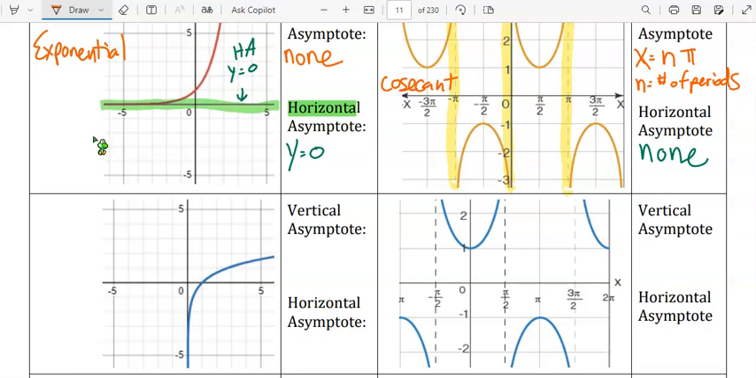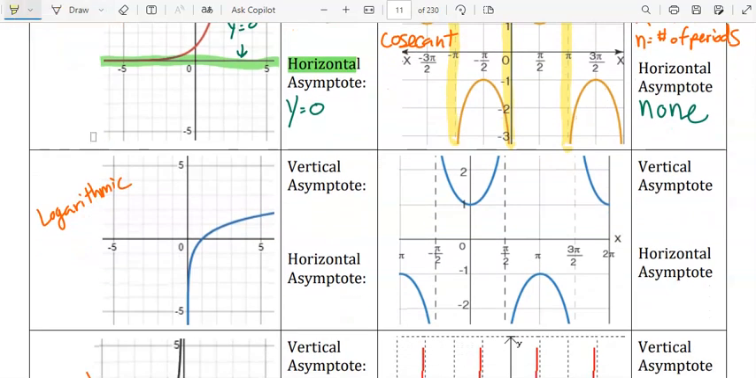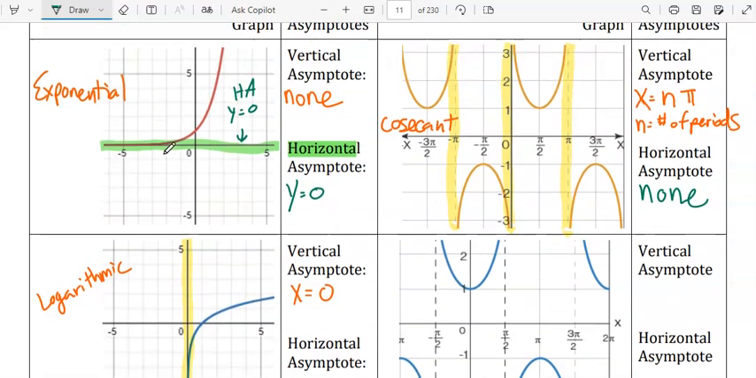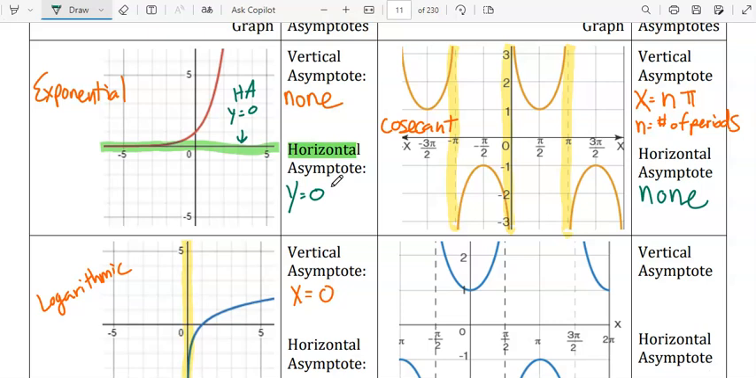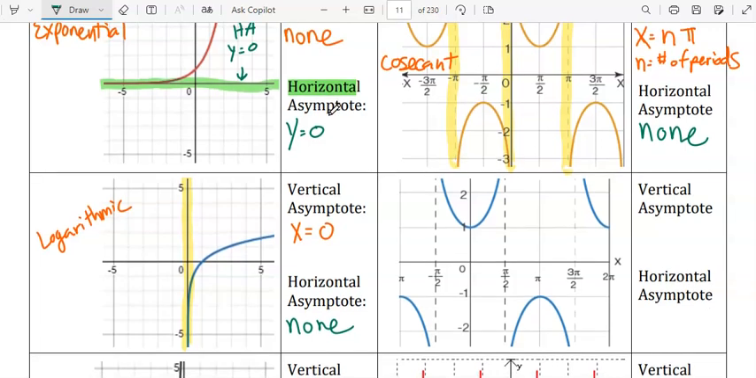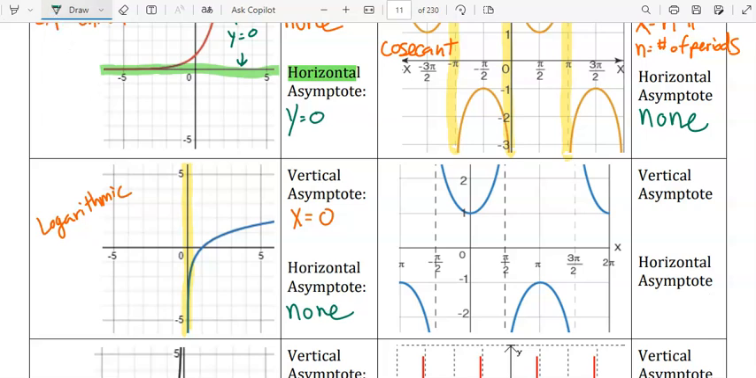This next one is logarithmic. For vertical asymptotes, we have one right here. It will be at x equals 0. And then for horizontal asymptotes, there's none. So for exponential graphs, it will always have a horizontal asymptote and it will never have a vertical asymptote. And then for logarithmic functions, it will always have a vertical asymptote, but it will never have a horizontal asymptote.